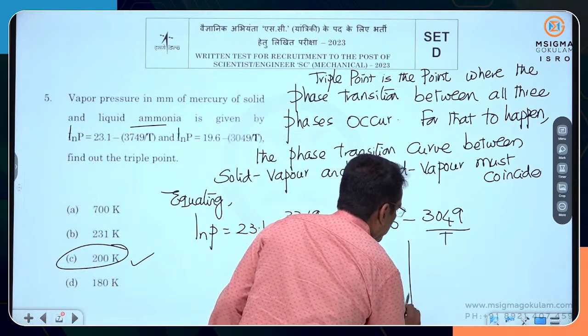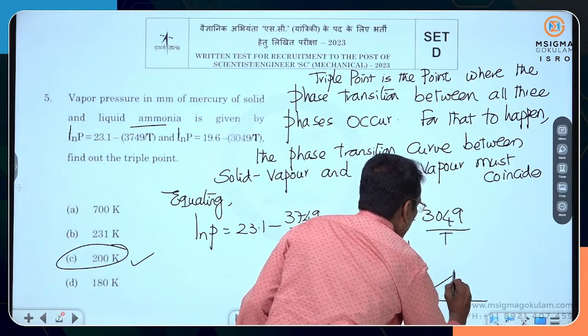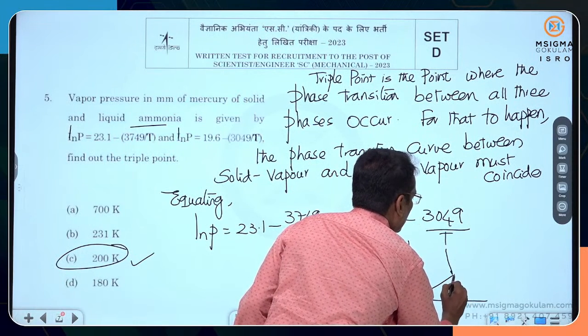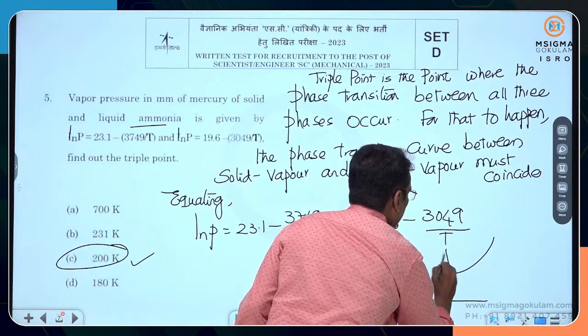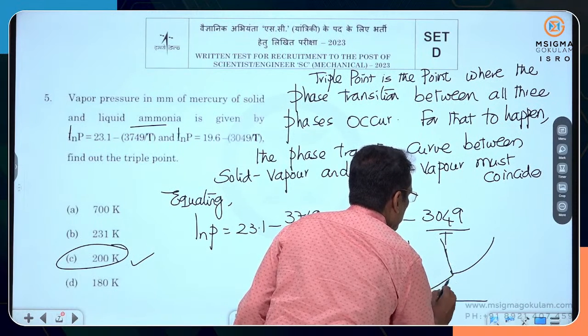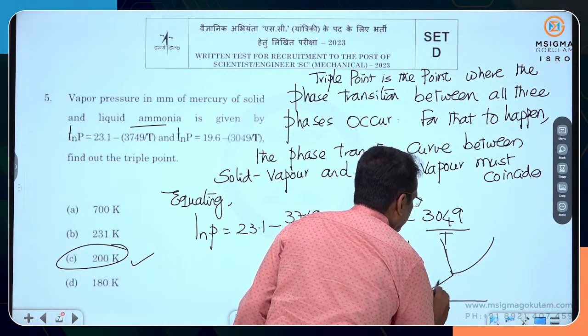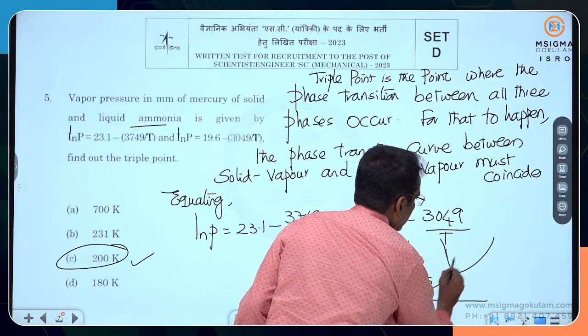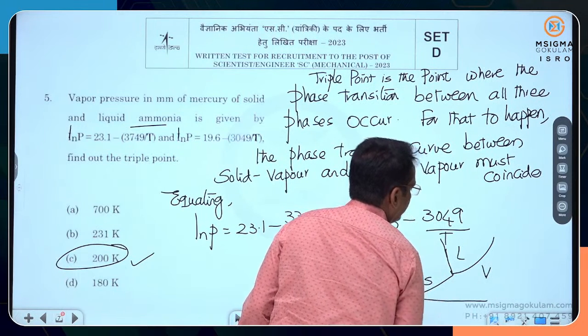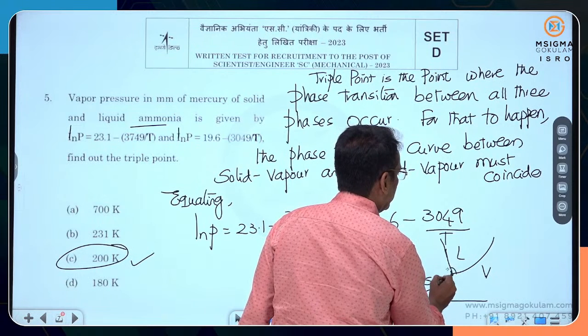We could even show it like this, on the phase diagram: this is the solid phase, liquid phase, and all three coexist here.